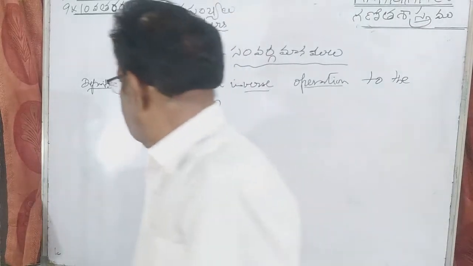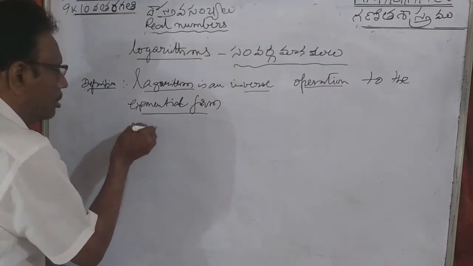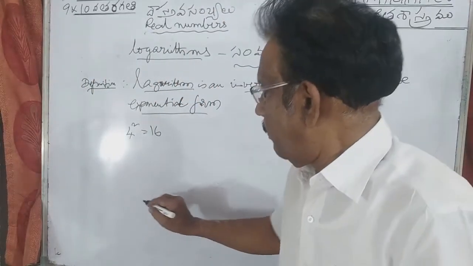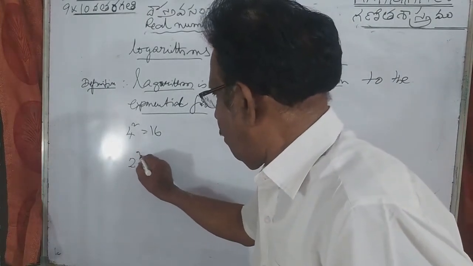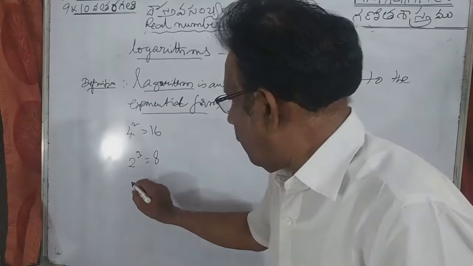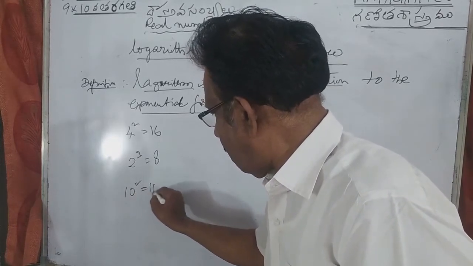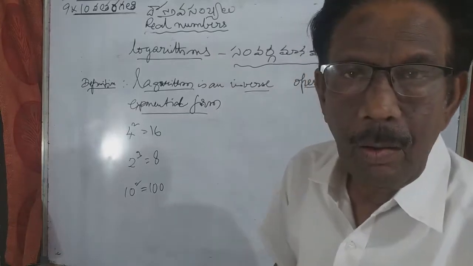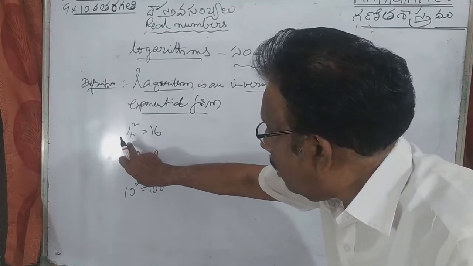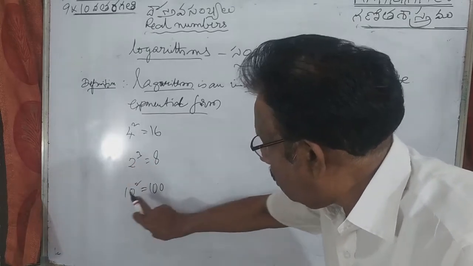Suppose, look here, 4 square is equal to 16. Like that, 2 cube is equal to 8. Also 10 square is equal to 100. See, these are all exponential forms. 16 I am writing as exponential form, and 8 is 2 cube, 100 is equal to 10 square.